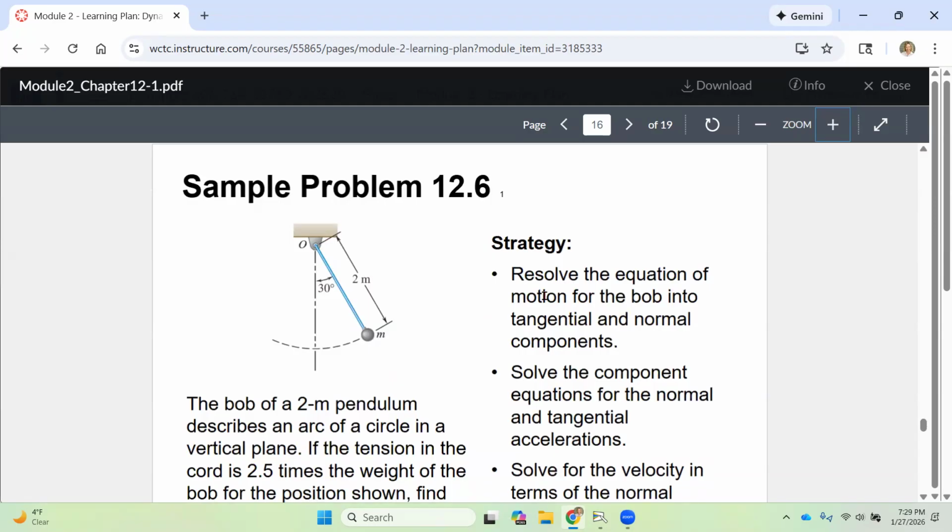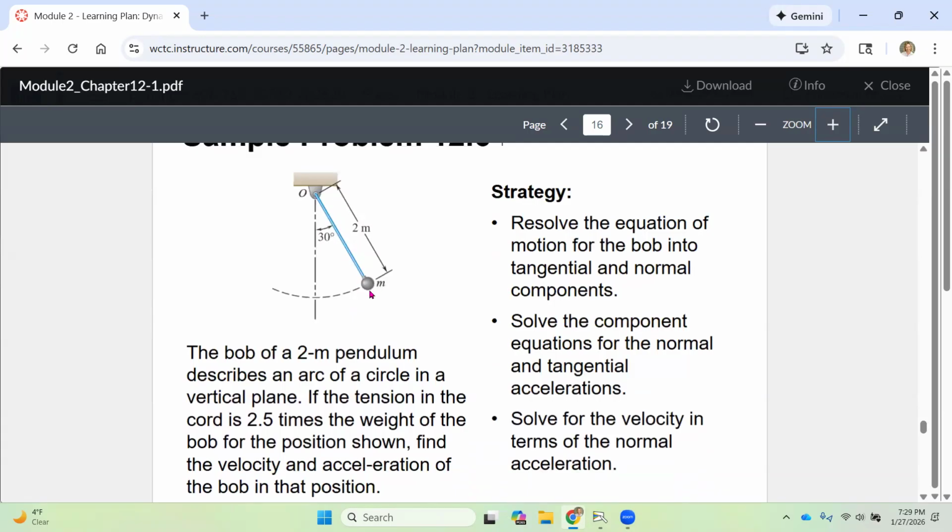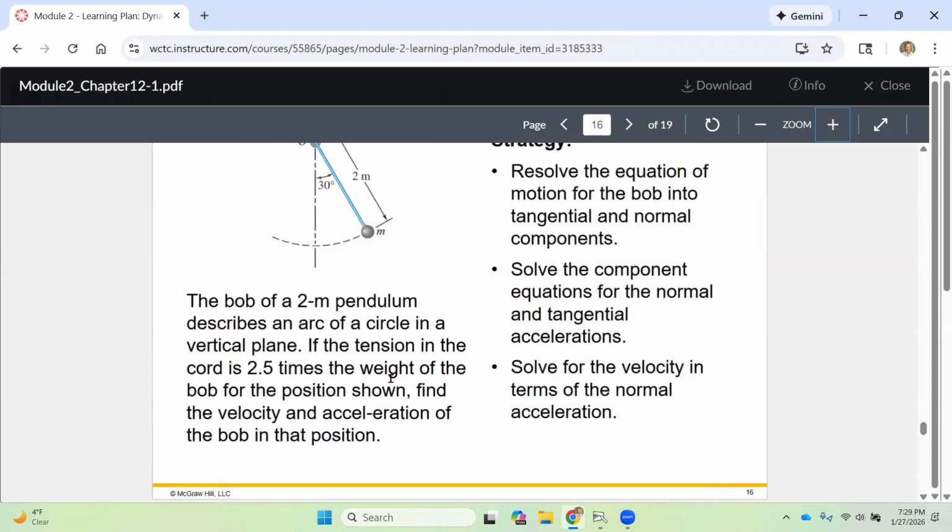So sample problem 12.6, we have a bob. It's really just a string with a ball on the end of it, and that's going to be able to rotate or oscillate back and forth here. The bob is on a 2-meter pendulum and describes an arc of a circle in a vertical plane. If the tension in the cord is 2.5 times the weight of the bob for the position shown, find the velocity and the acceleration of the bob in that position. So we want to find velocity and acceleration of the bob in this position.